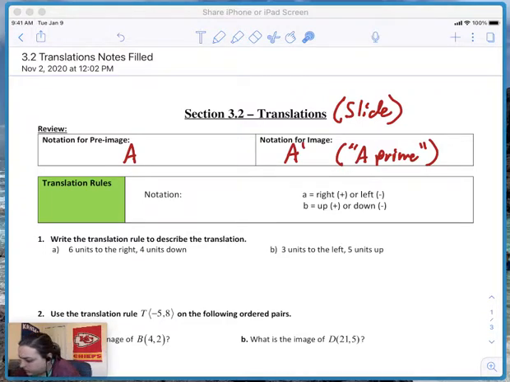So the notation for translations is going to be a capital T, A comma B with these brackets on the end. A means we're moving right if it's positive and left if it's negative. B is up, so positive if it goes up and negative if it goes down. A is like your X value and B is like your Y value. So X, remember, we move left and right, and Y we move up and down on the graph.